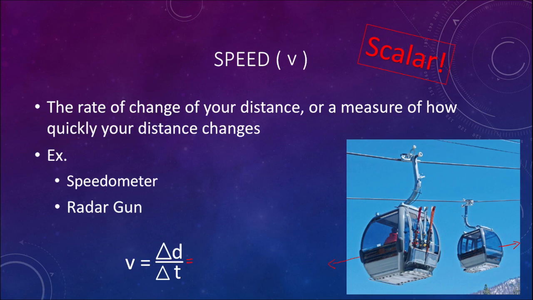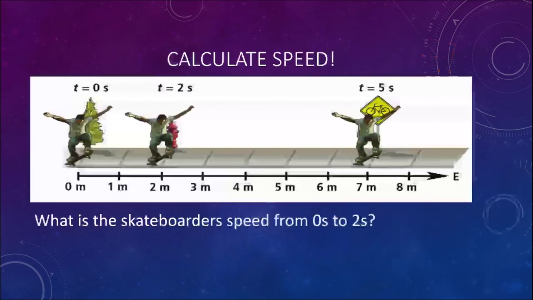Here we have a change in position divided by a change in time. The units for position is meters, and the units for time is seconds. Therefore, the units for speed is meters per second. Let's try to calculate the speed.